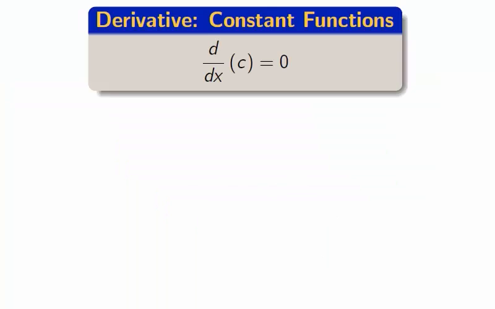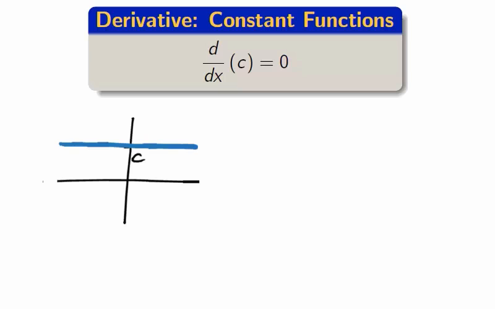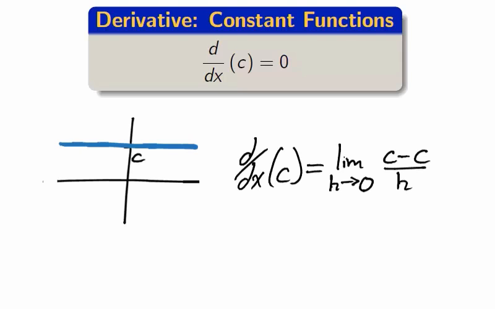Let's take a look at a few. The derivative of a constant function c is always 0, as constant functions have zero change among their y values. Looking at the limit definition of the derivative, the numerator is immediately 0.